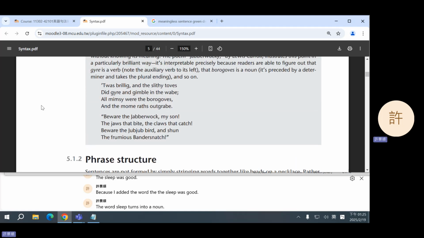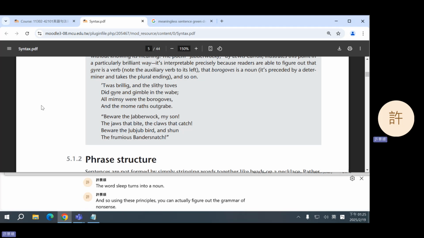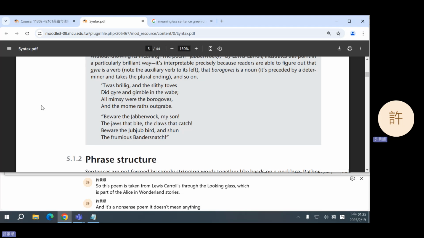And so using these principles, you can actually figure out the grammar of nonsense. So this poem is taken from Lewis Carroll's Through the Looking Glass, which is part of the Alice in Wonderland stories. And it's a nonsense poem. It doesn't mean anything. And yet, it does feel like it means something. 'Twas brillig. 'Twas means it was. So the word brillig is an adjective. It was hot, it was cold, it was brillig.